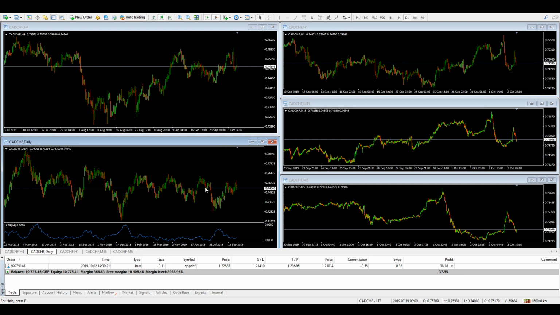So this is CAD CHF. No, very sideways market, very choppy. I would not be looking to trade that right now. So pass.